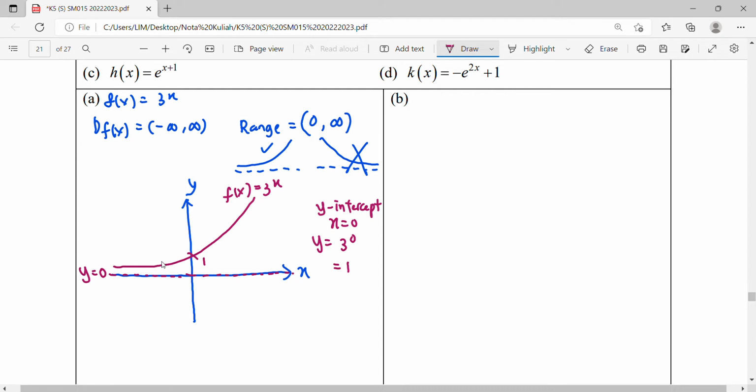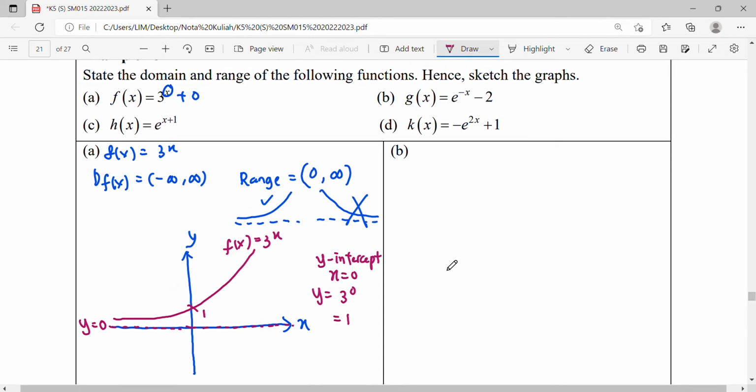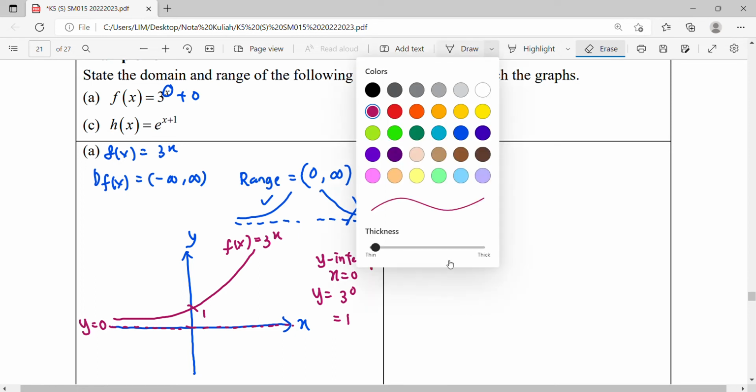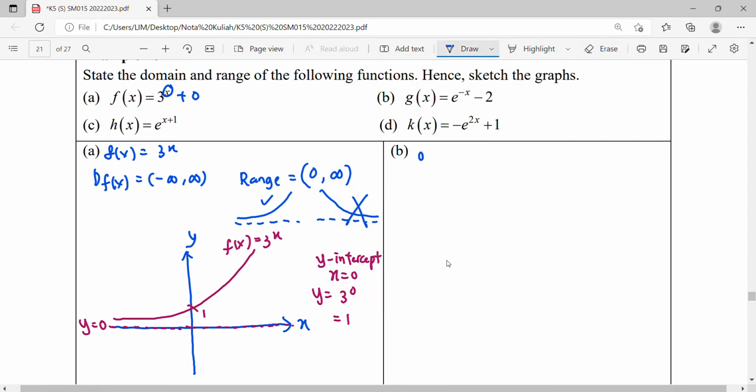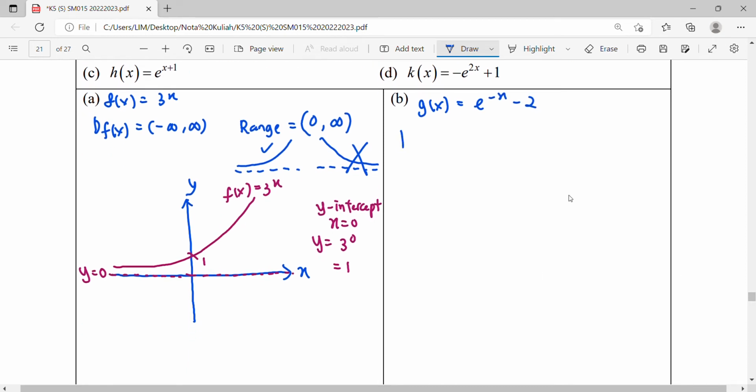Next, we go for question B, where our function here is g(x) equals e^(-x) minus 2. Okay, domain for the function g, it will be not a special case. So negative infinity to infinity. Meanwhile, the range for the function g here, then we will close.